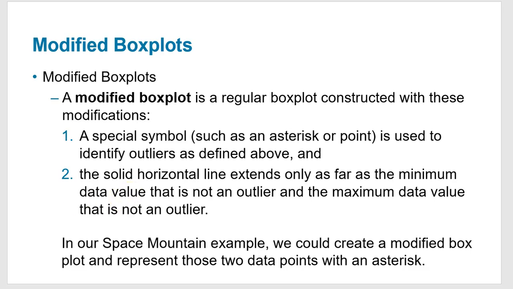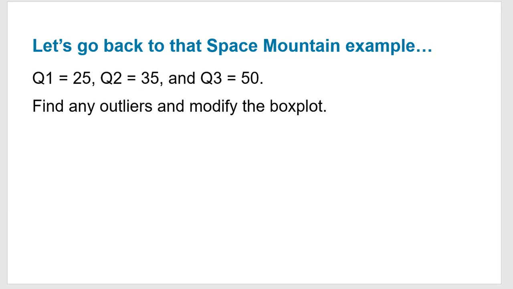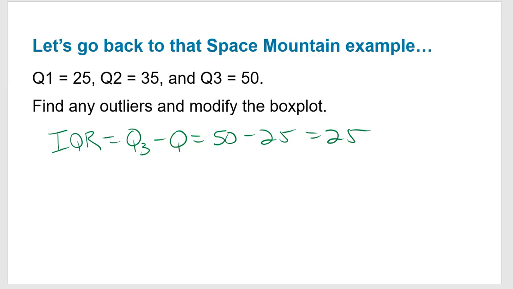So let's talk about that Space Mountain one we just did, and then we'll go back to it, and I'll talk about how we can fix it. So we've got our Q1, Q2, and Q3. Let's first calculate our IQR. Remember, the IQR is just Q3 minus Q1. So 50 minus 25 is 25. And then you're going to take 1.5 times that IQR. So 1.5 times 25 is going to give you 37.5.